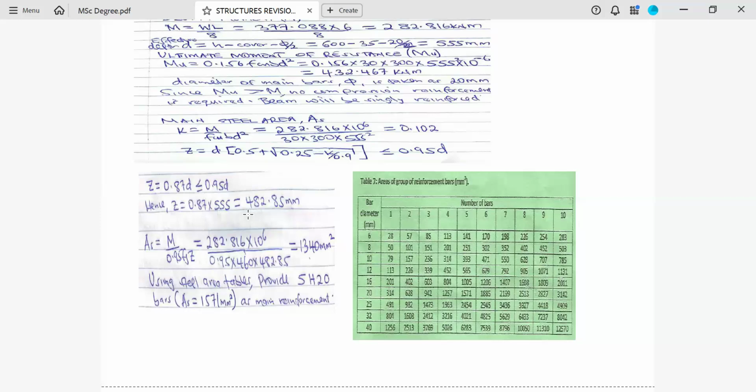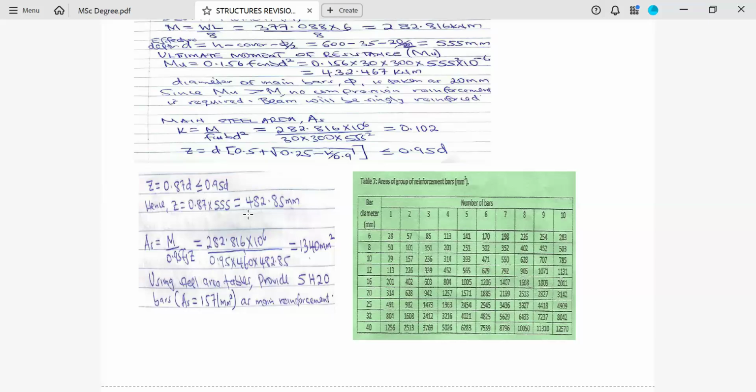Now, this 10 power 6 is to change the value of the design moment to Newton millimeter so that they are uniform with the rest, so that we end up with a value in millimeter squared. Now, our calculated area is 1,340 millimeter squared, right? Now, remember, we made an assumption that the diameter of our main bar is 20 millimeter.